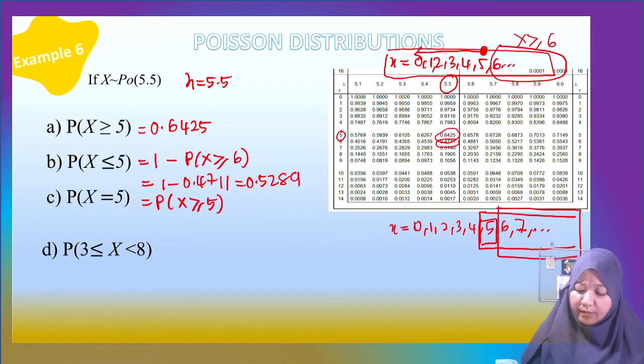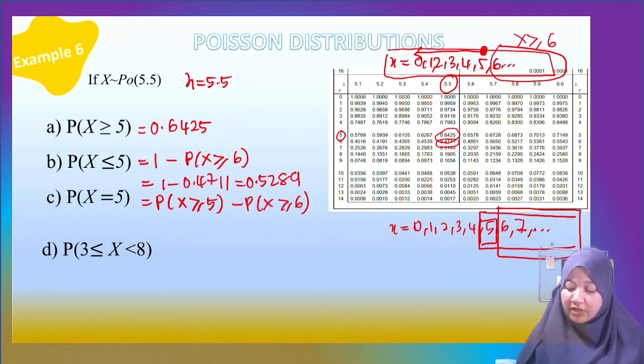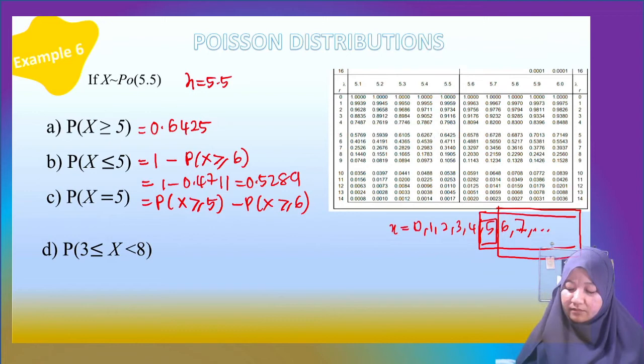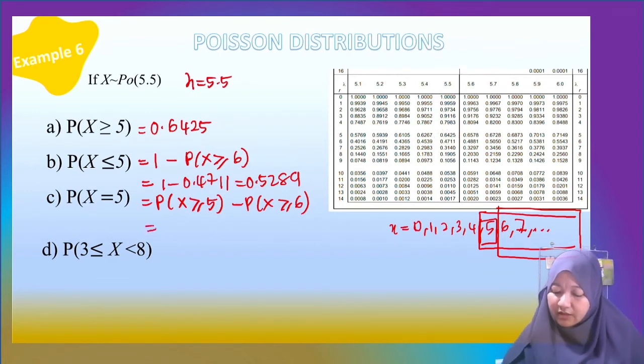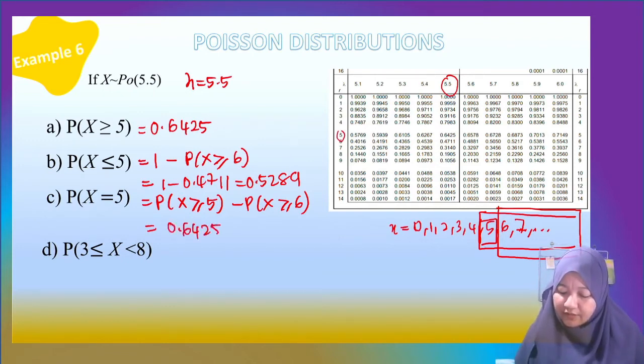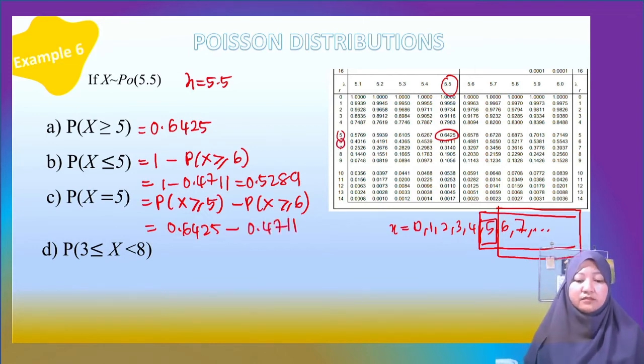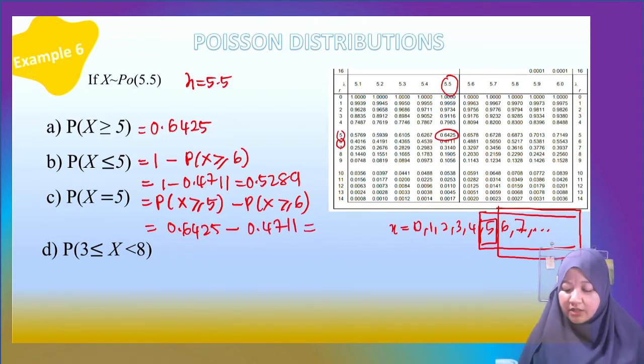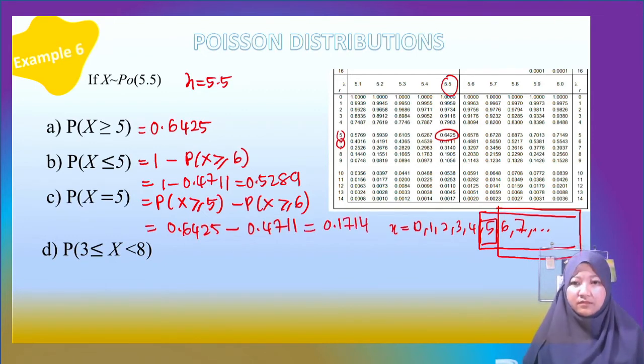Okay, ini adalah probability x greater than or equal to 6. So, kita cari. Okay, lambda is 5.5. R is 5. So, 0.6425 here. Okay, minus x is 6. So, 0.4711. Then, the result is 0.17144. Right?